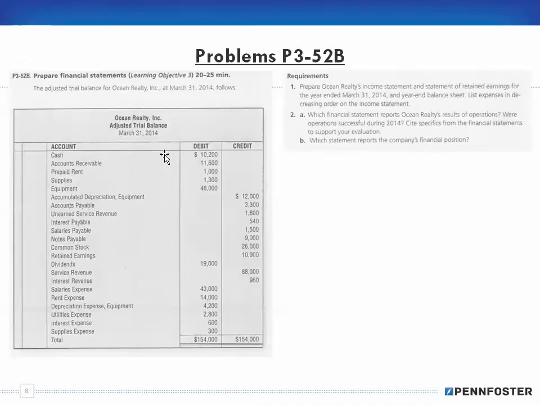All right, so we're going to create an income statement, and I'm not going to go bouncing back and forth between screens to look at the adjusted trial balance. It is in your book, so I'll be looking at that in my book and just transferring information. I'm just going to write on the screen.